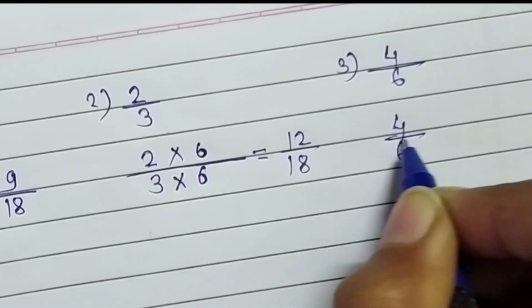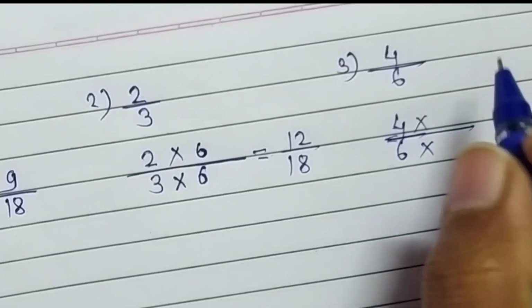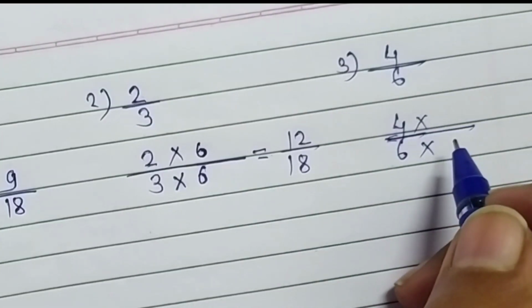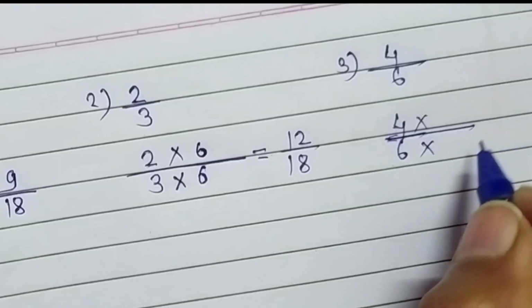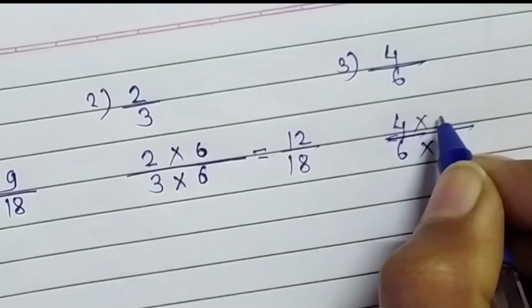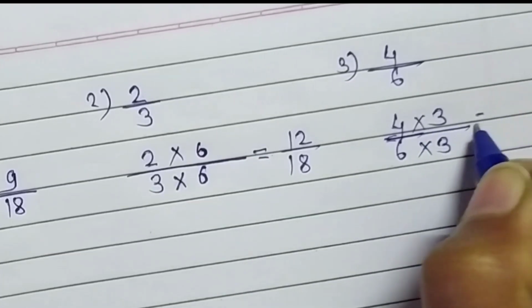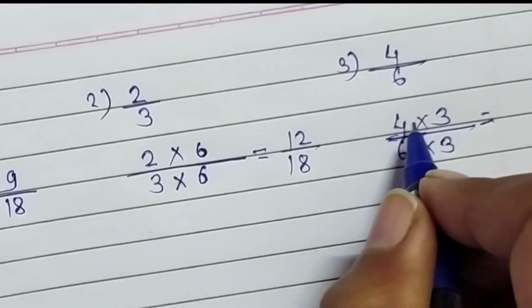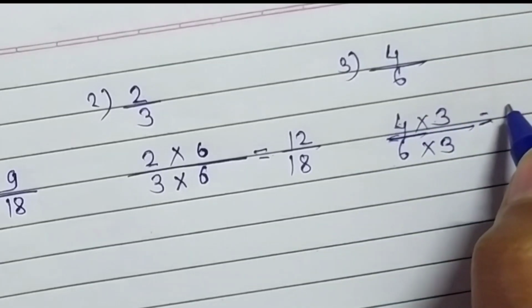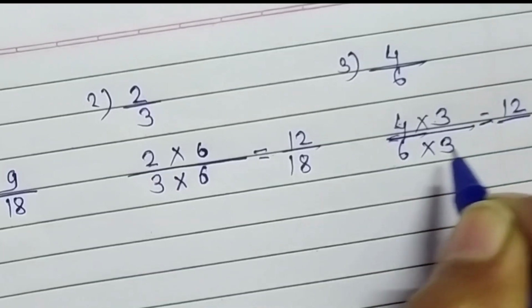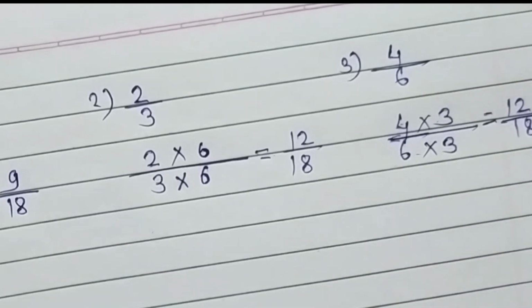4 upon 6. Find out the number. 6 2s are 12, 6 3s are 18. So just multiply here by 3. The answer we get here is 4 3s are 12 and 6 3s are 18.